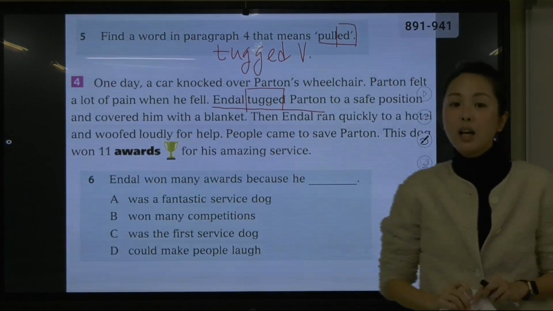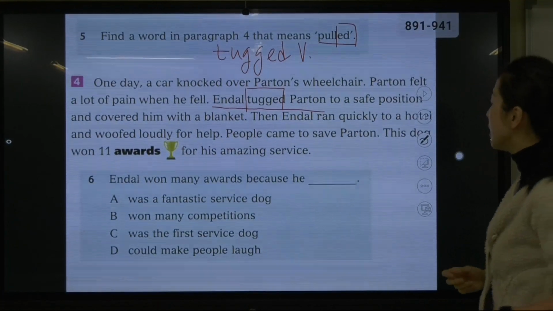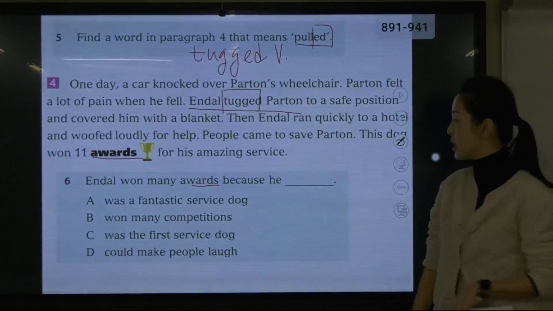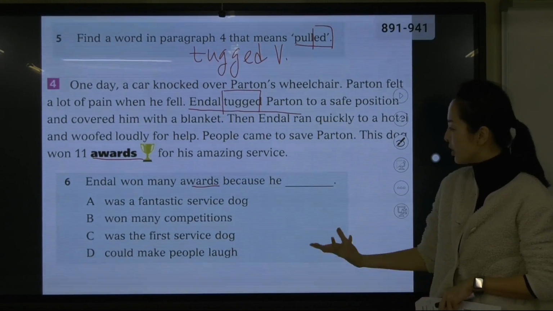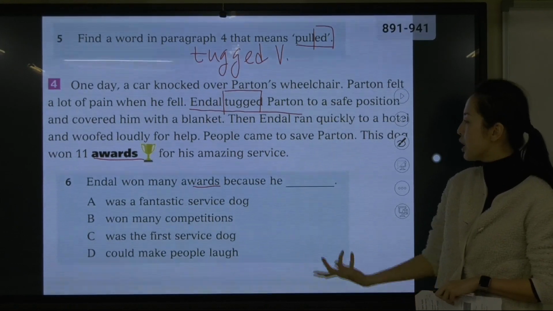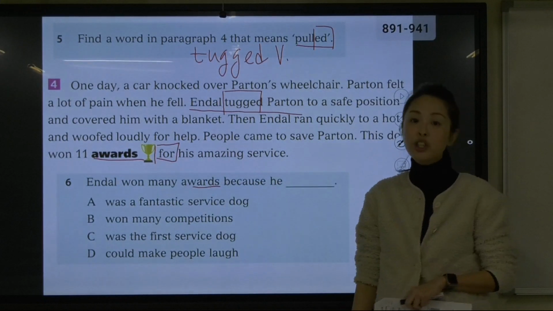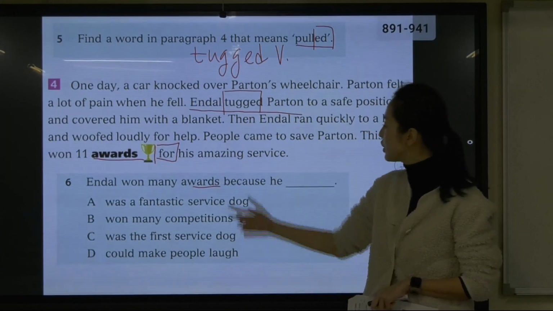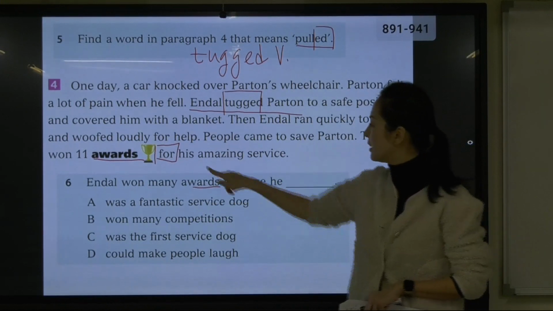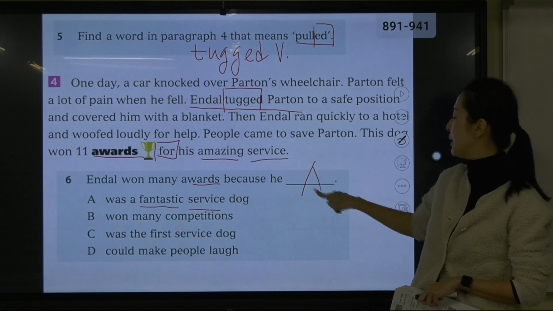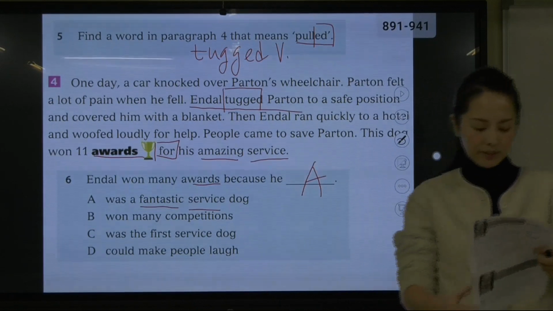Okay, number 6. Angel won a lot of awards, okay, in your text, awards. Because what? After the word for, usually is the reason. So we can see his amazing service. So the answer should be A, right? This one is very easy.